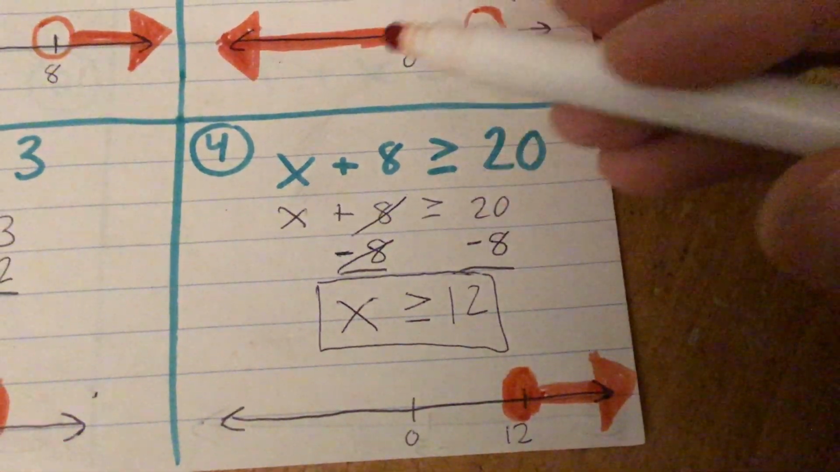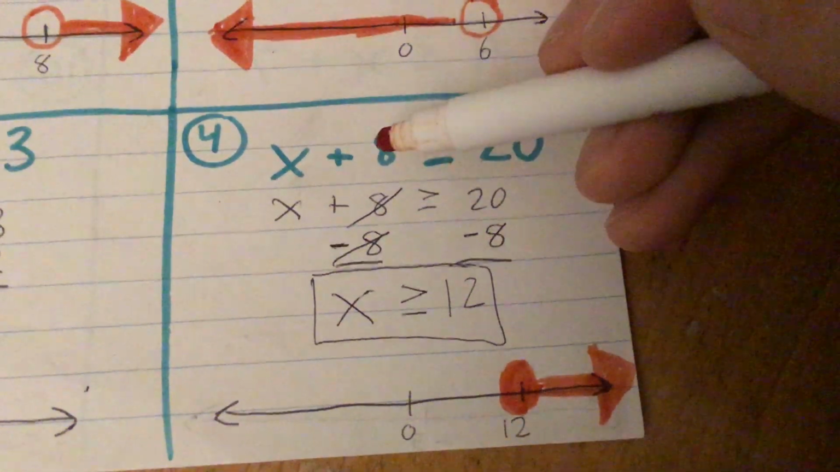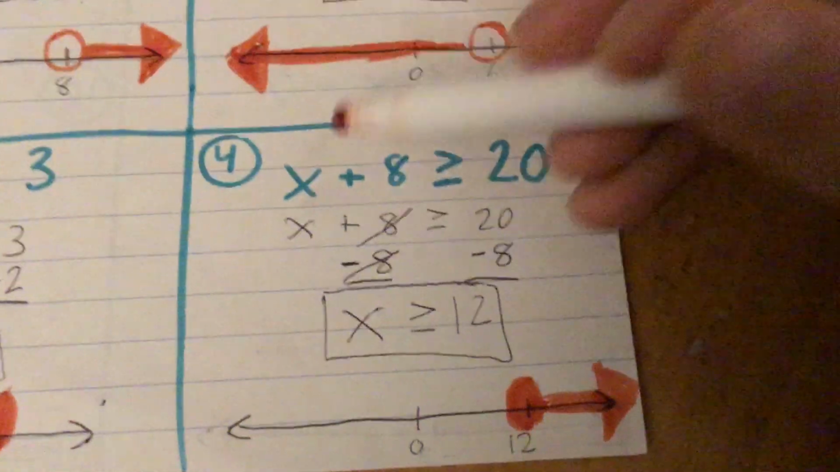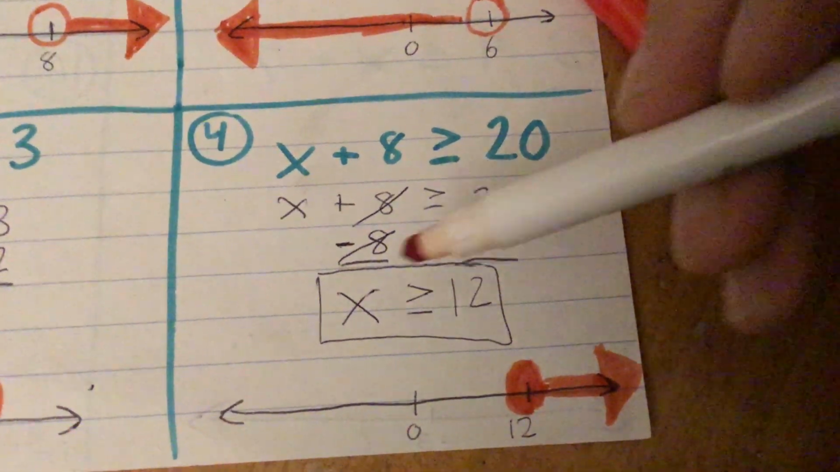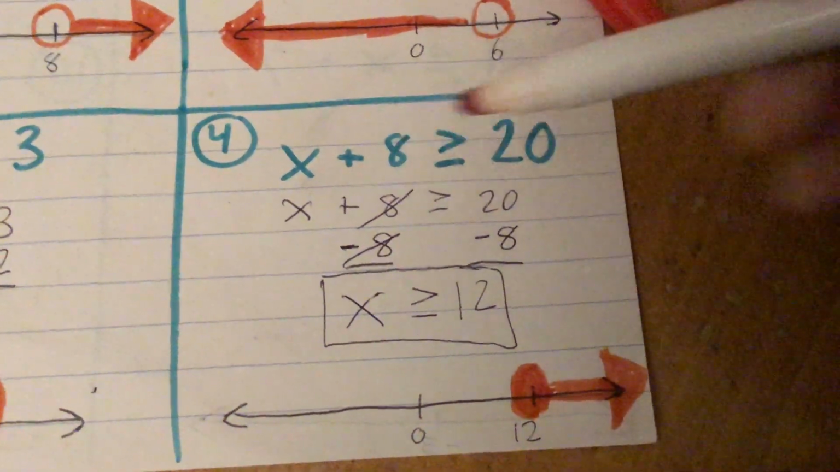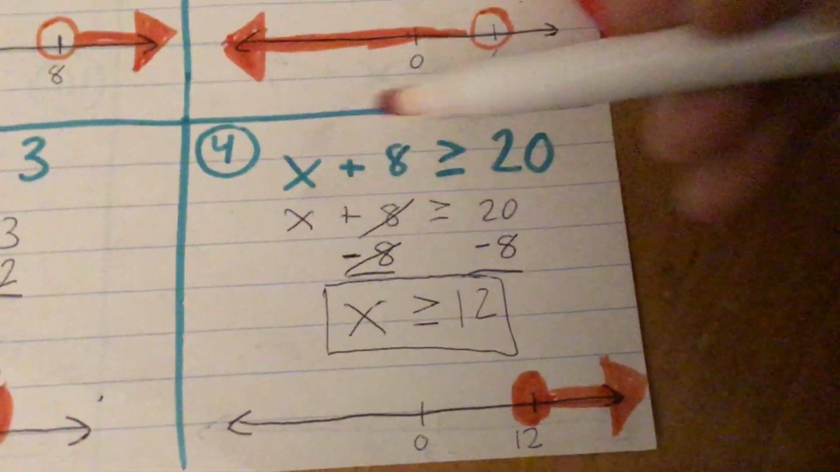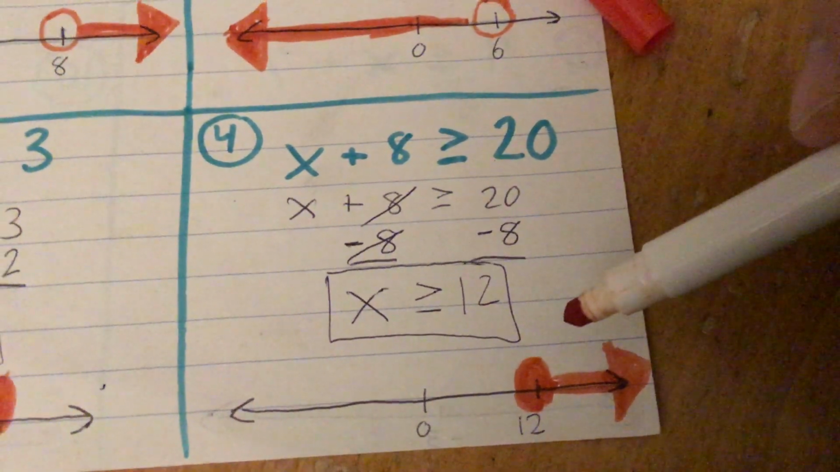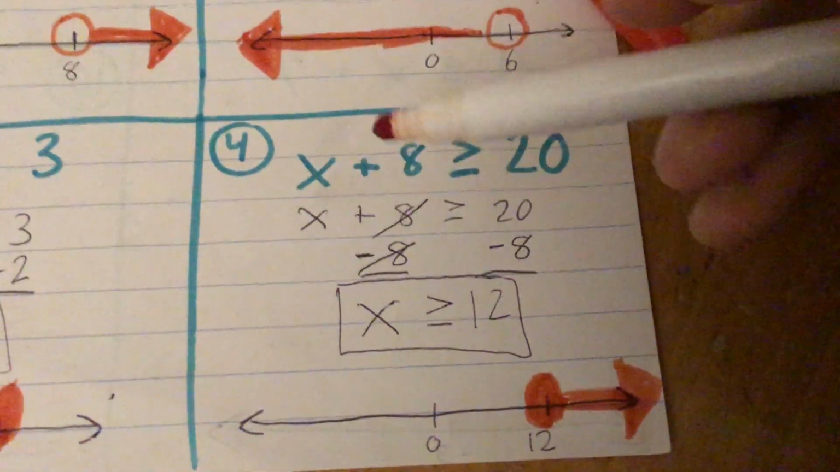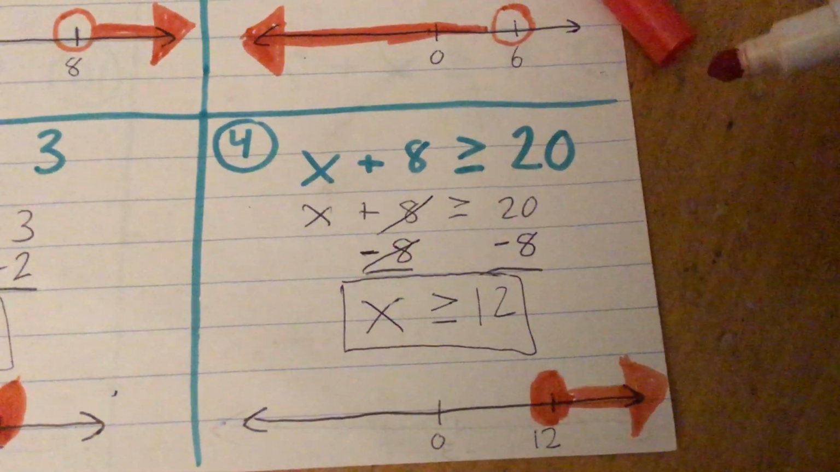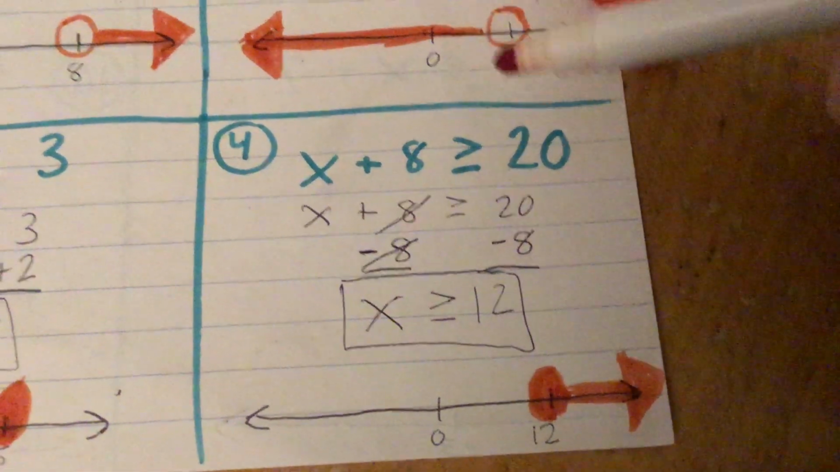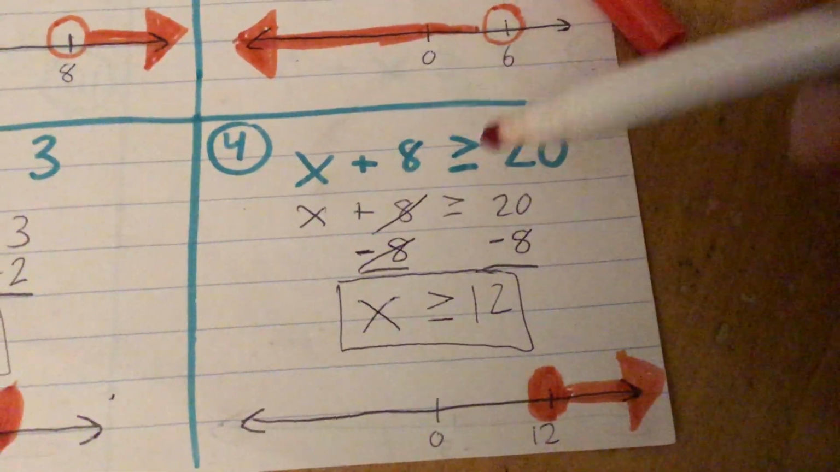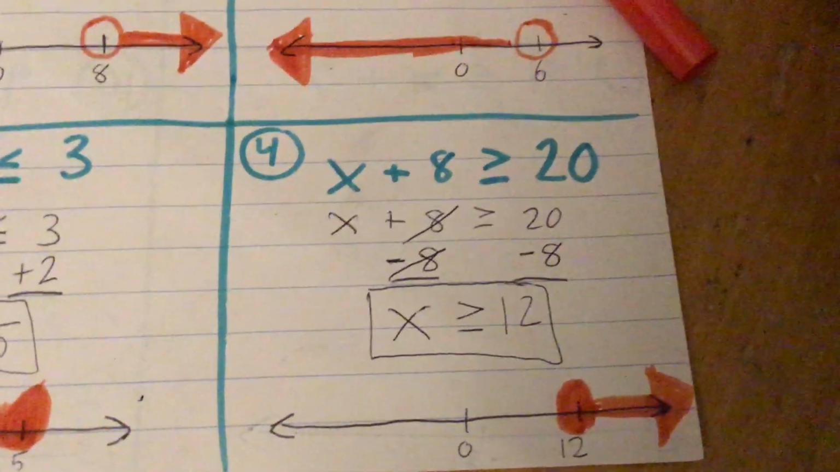Let's try 13. 13 plus 8 is 21. 21 is greater than or equal to 20. 12 plus 8 is equal to 20. So 20 is greater than or equal to 20. Therefore, 12 is totally valid. 11 plus 8 is 19. 19 is not greater than 20. It's not equal to 20. Therefore, it's not part of the solution set.